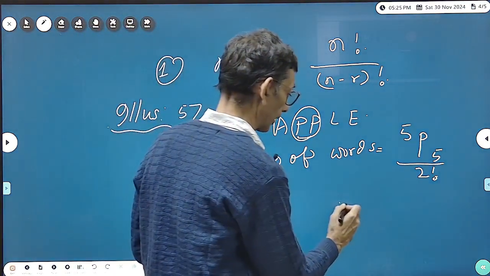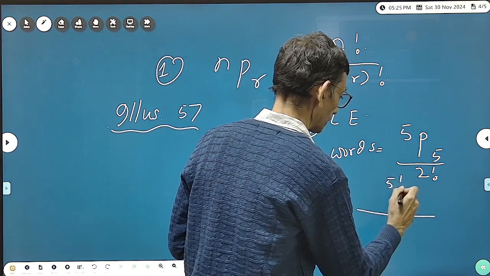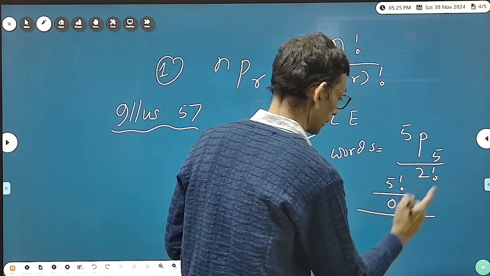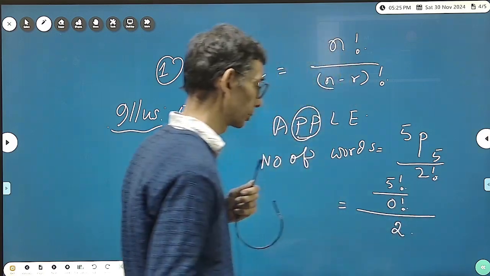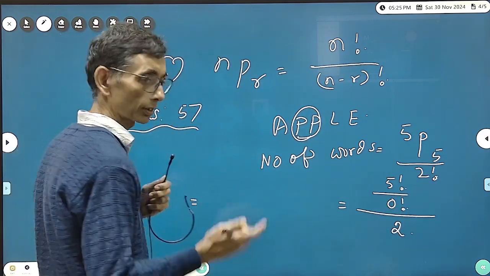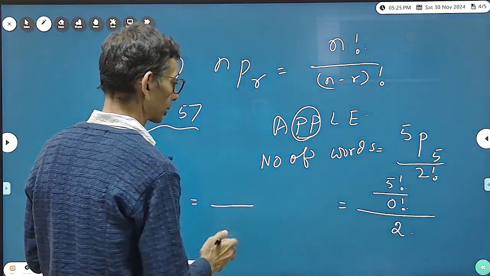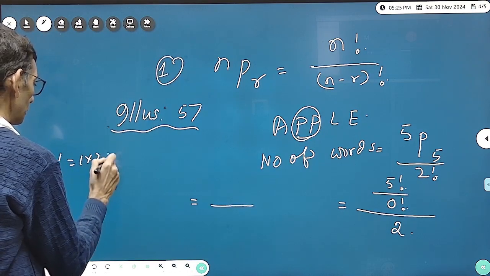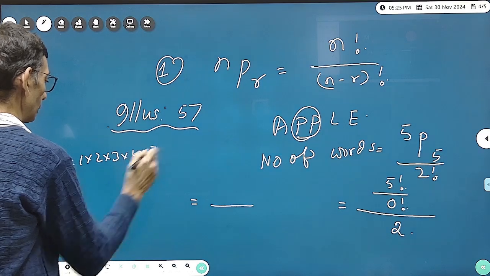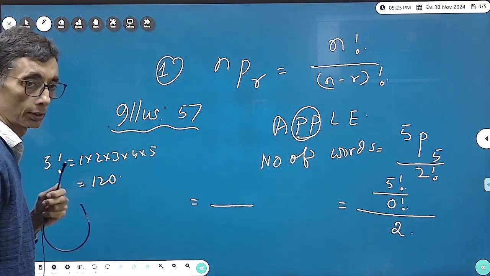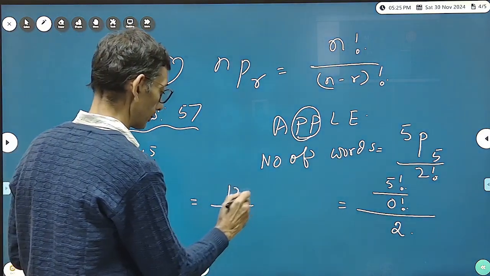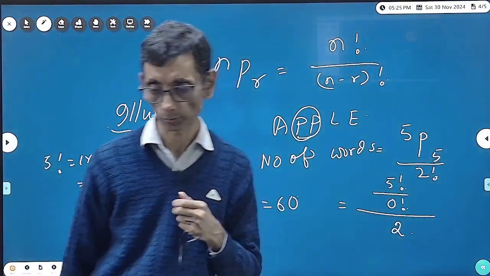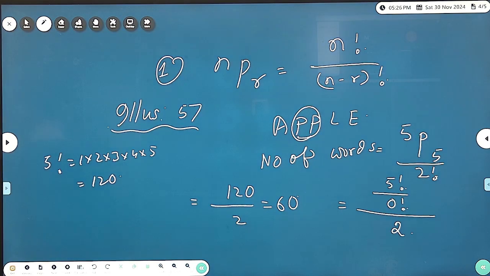So therefore 5P5 means how much? Factorial 5 divided by 5 minus 5, that is 0 factorial, and then divided by 2 factorial, which is 2. 0 factorial is 1. And 5 factorial is 1 into 2 into 3 into 4 into 5, that is 120, right? 120 divided by 2 is 60, right? Done. Next one.